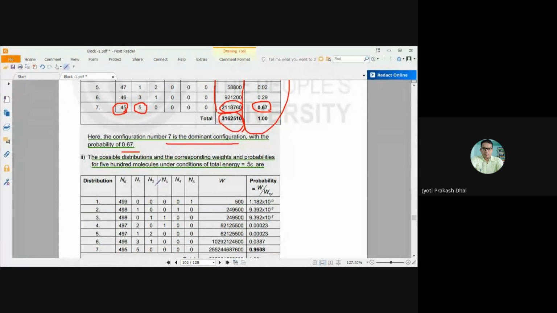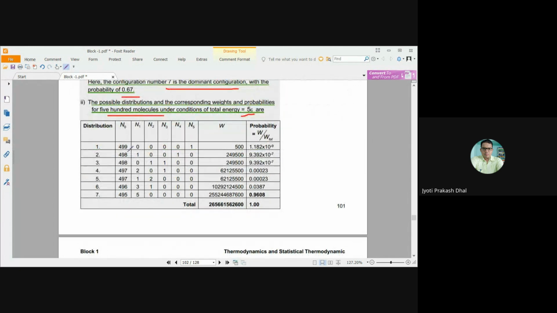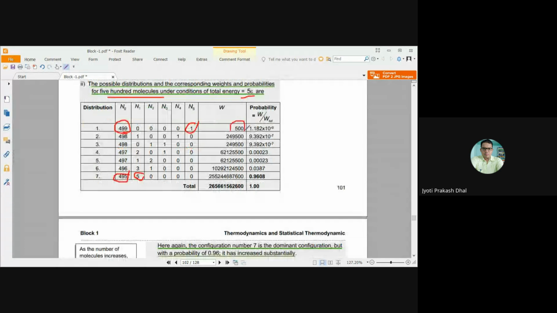Now the question is, if 500 molecules are there having the same condition, the total energy will be 5 epsilon. So here 499 molecules will be present at the 0 energy level and 1 molecule will be present at the 5 epsilon energy level. And in the seventh configuration, 495 molecules will be present at the 0 energy level and 5 molecules will be present at the epsilon energy level. So in all the distributions, the total energy of the system will become 5 epsilon. Here is the W value in the first case, and these are the W values of the second, third, fourth, fifth, sixth and seventh distributions.